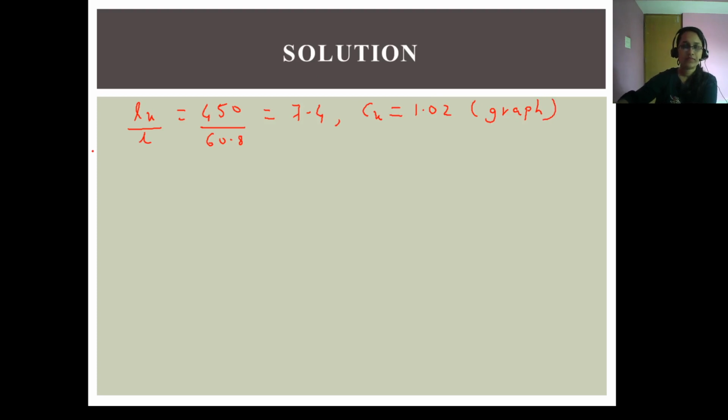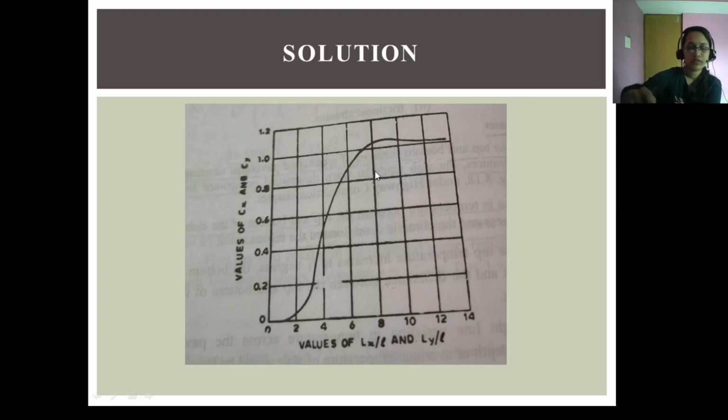Next, similarly find Ly by L. Ly is 350 and L is 60.8, so this value works out to be 5.75. Similarly, from the graph you find it out. Ly upon L is 5.75, so Cy will be around 0.87.